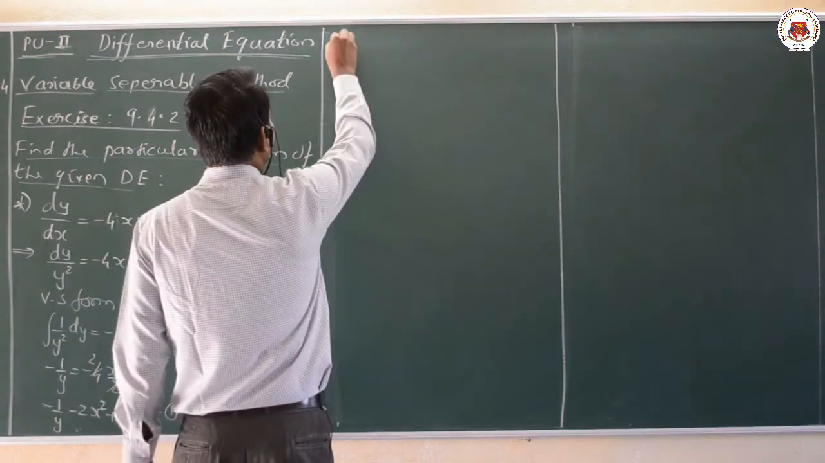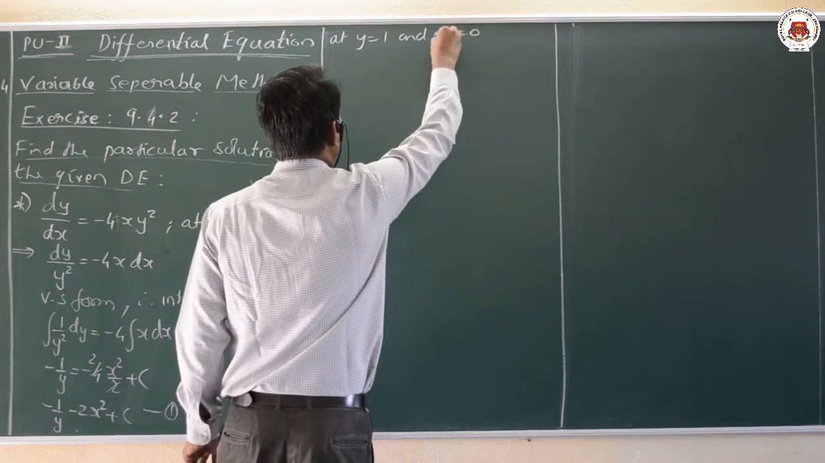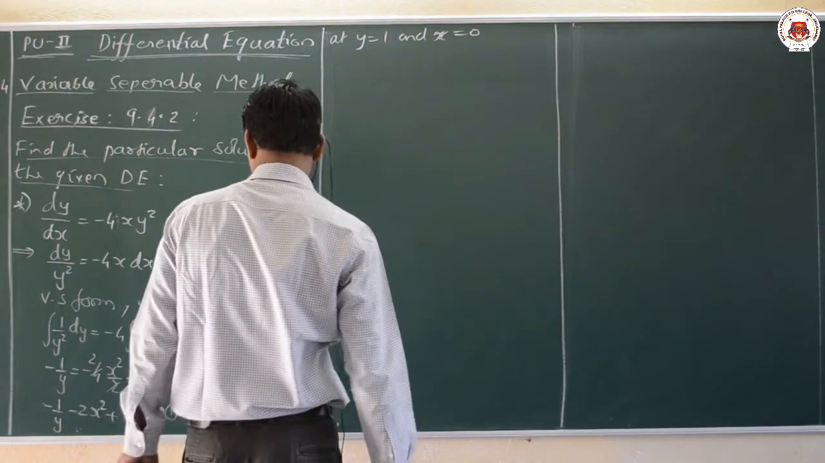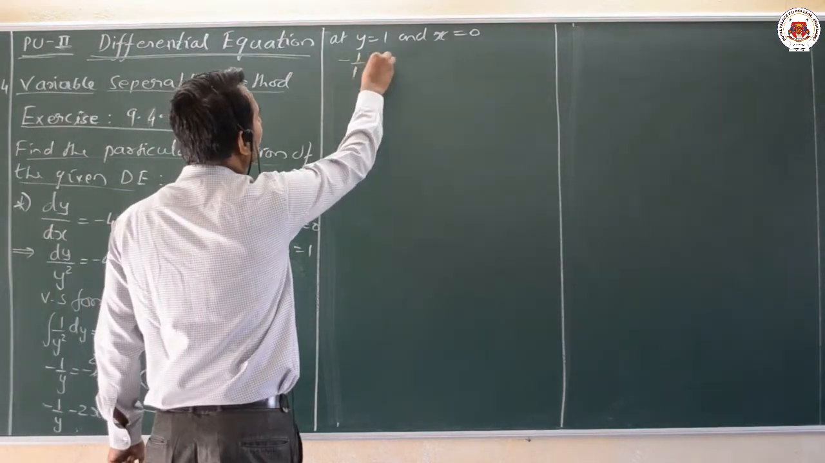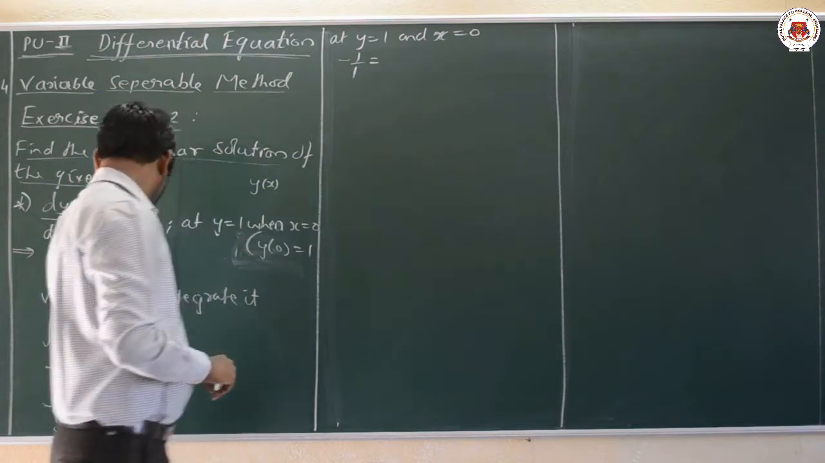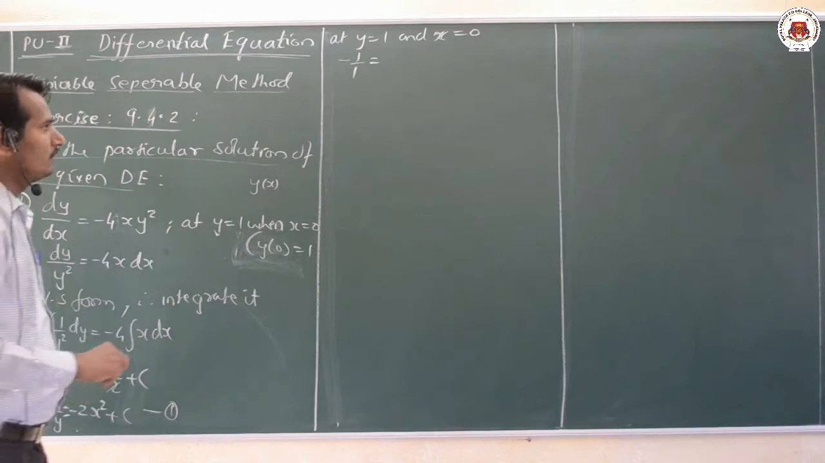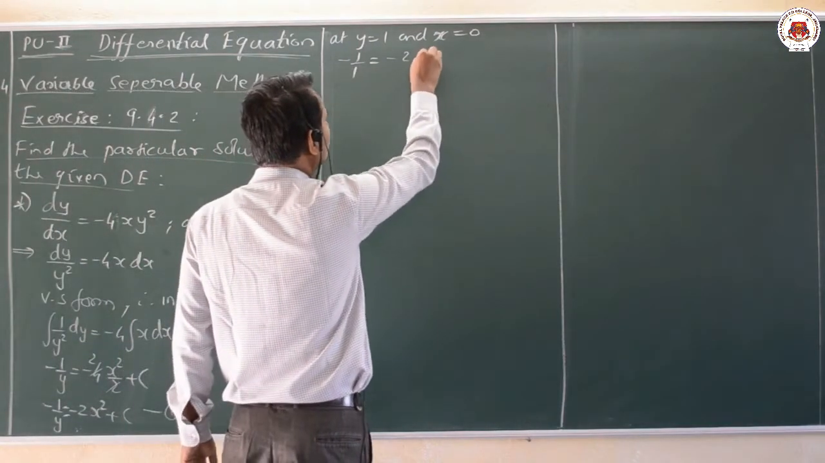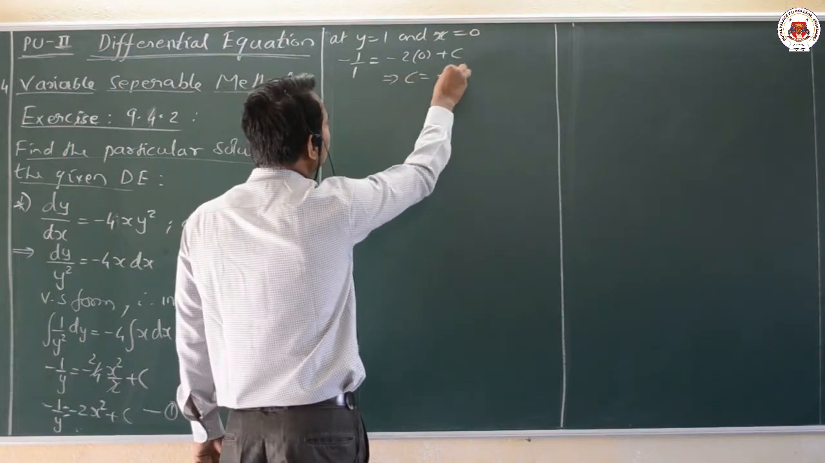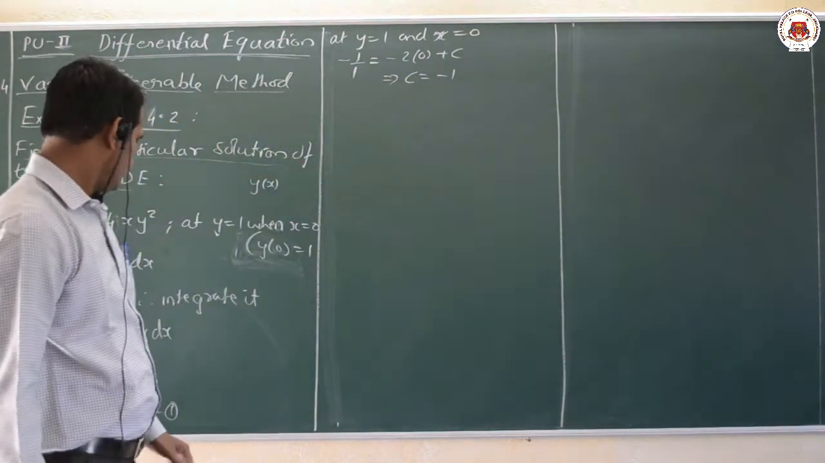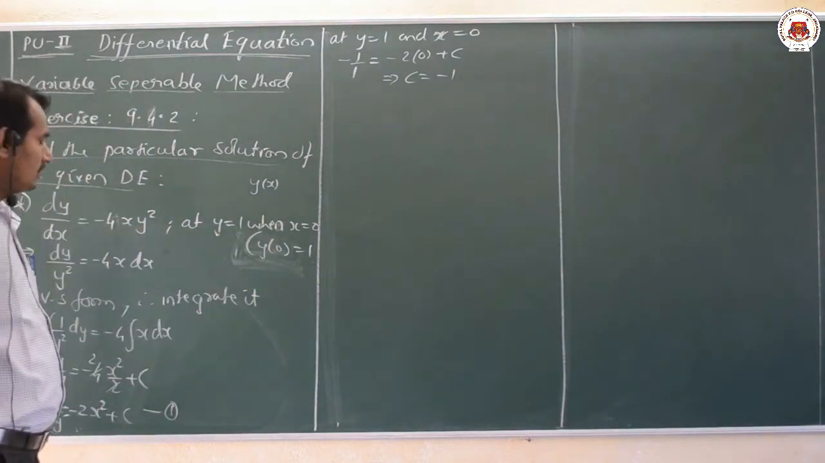Now I will substitute y equal to 1 and x equal to 0. We have minus 1 by 1 equal to minus 2 into 0 plus c. That implies the c value will be minus 1, dear students. What is the c value here? It is minus 1, substituting x equal to 0 and y equal to 1.